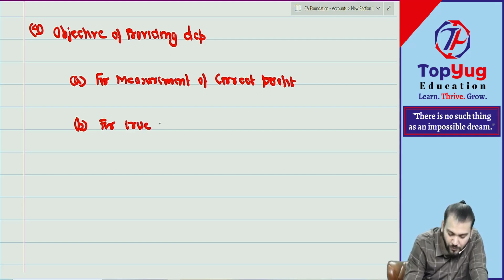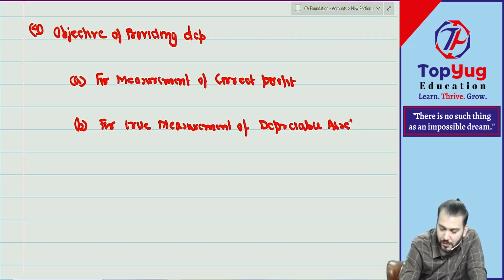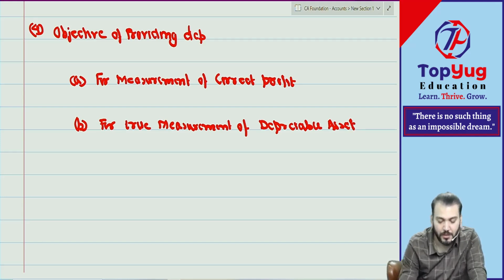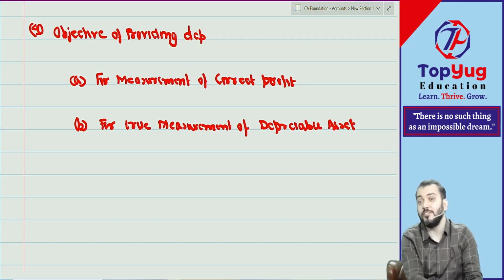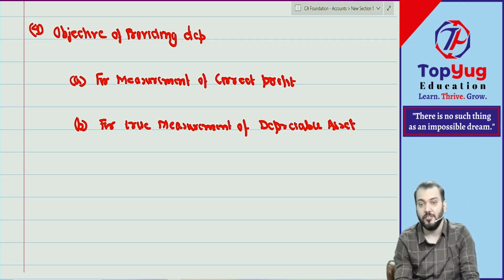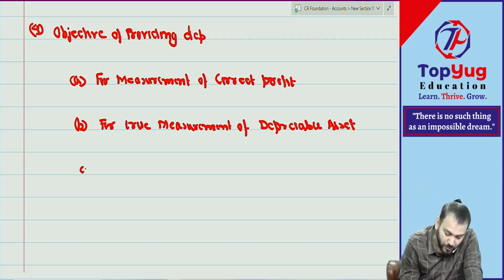For true measurement of what? Depreciable asset. So when I say any asset which is depreciated, it is known as what? Depreciable asset. Correct? Understood. So for true measurement of depreciable asset in the balance sheet, at what value should it come?